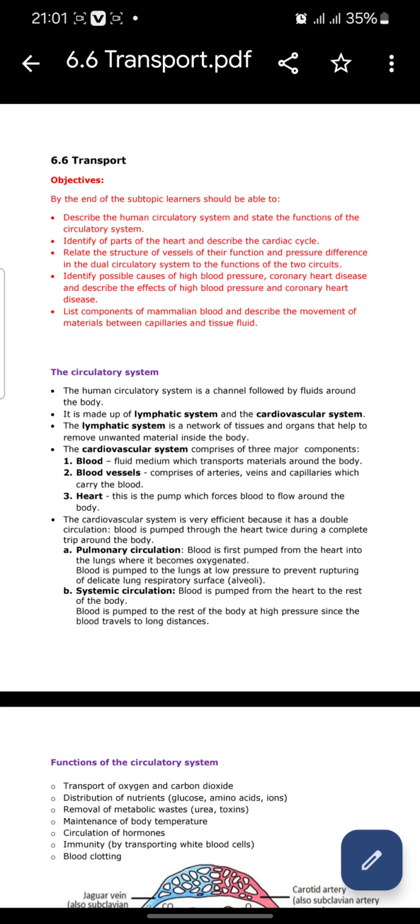So in humans we have two transport systems. The first one is called the lymphatic system, and this one is responsible for moving tissue fluid, right? And the other one is called the cardiovascular system, and we are going to focus on the cardiovascular system, which consists of blood vessels and the heart.